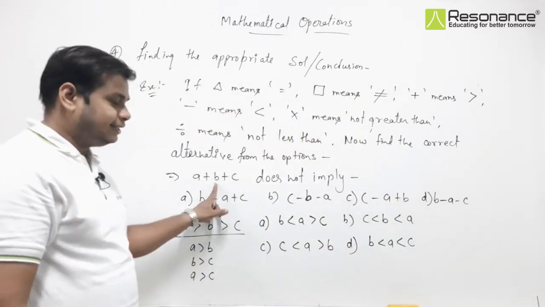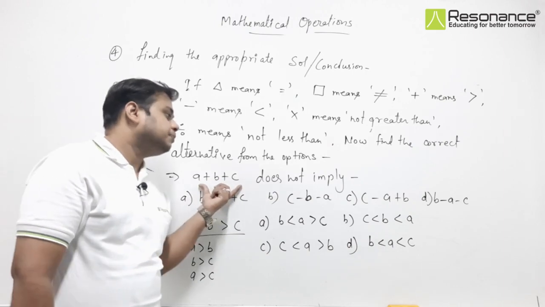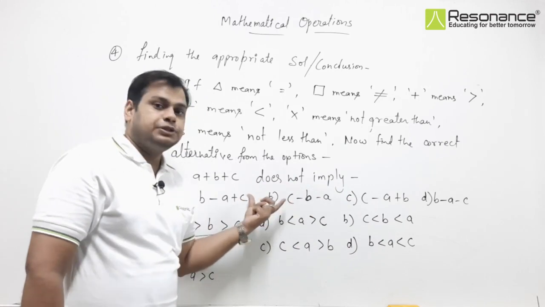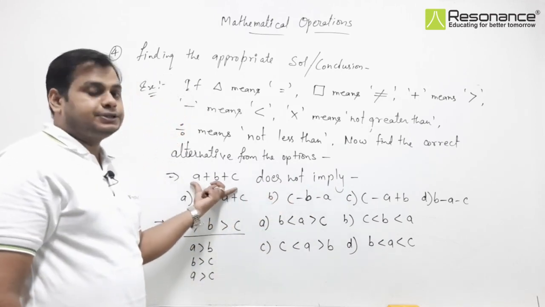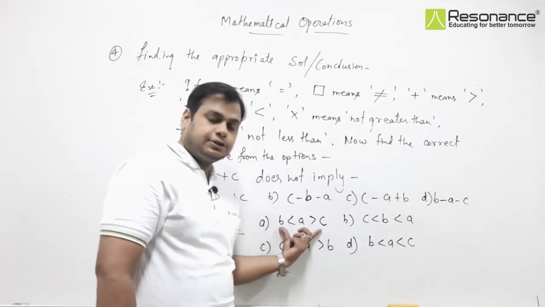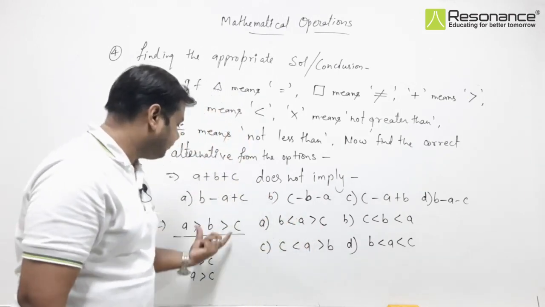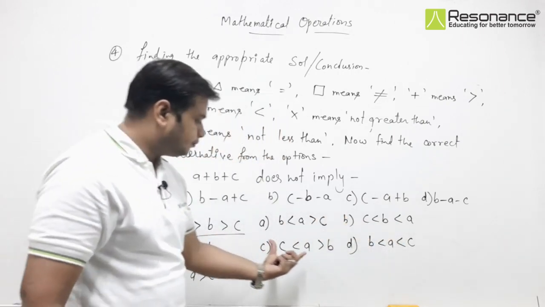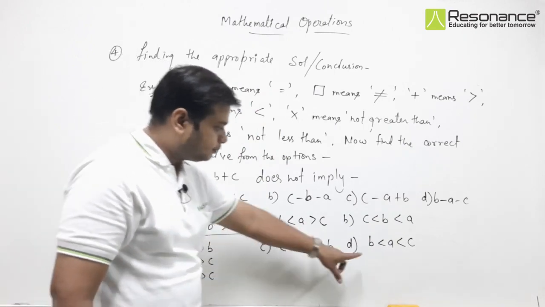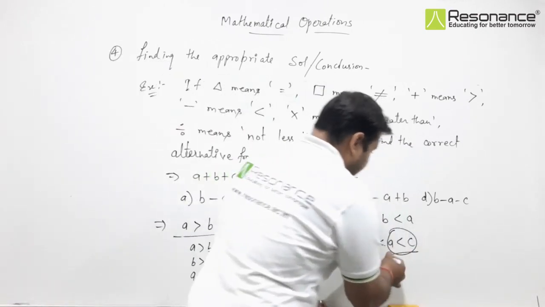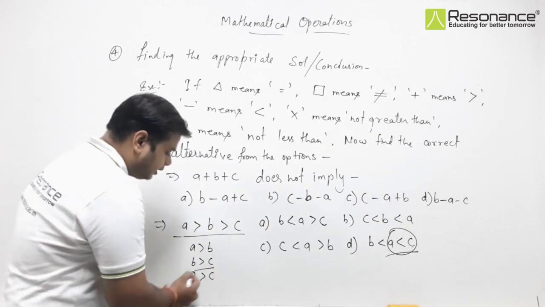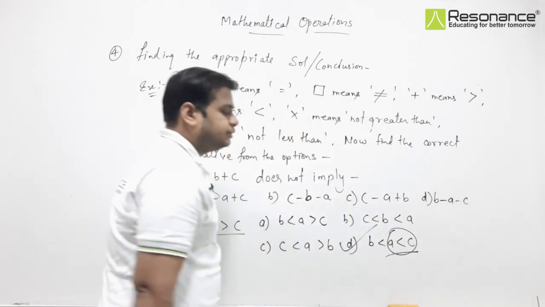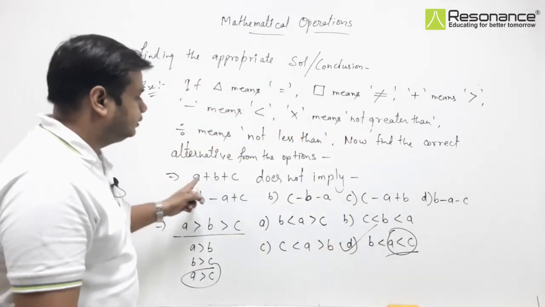Now, we can see what the question asked. A plus B plus C does not imply. That means we have to find the option which does not follow this kind of condition. In the first option the given equation is following this condition. In option B it is clearly following this condition. In option C also it is following the condition, but in option D we can see A is less than C, which is not possible. Why? Because A is always greater than C. So, option D is not possible, that is why option D is the answer of this question.